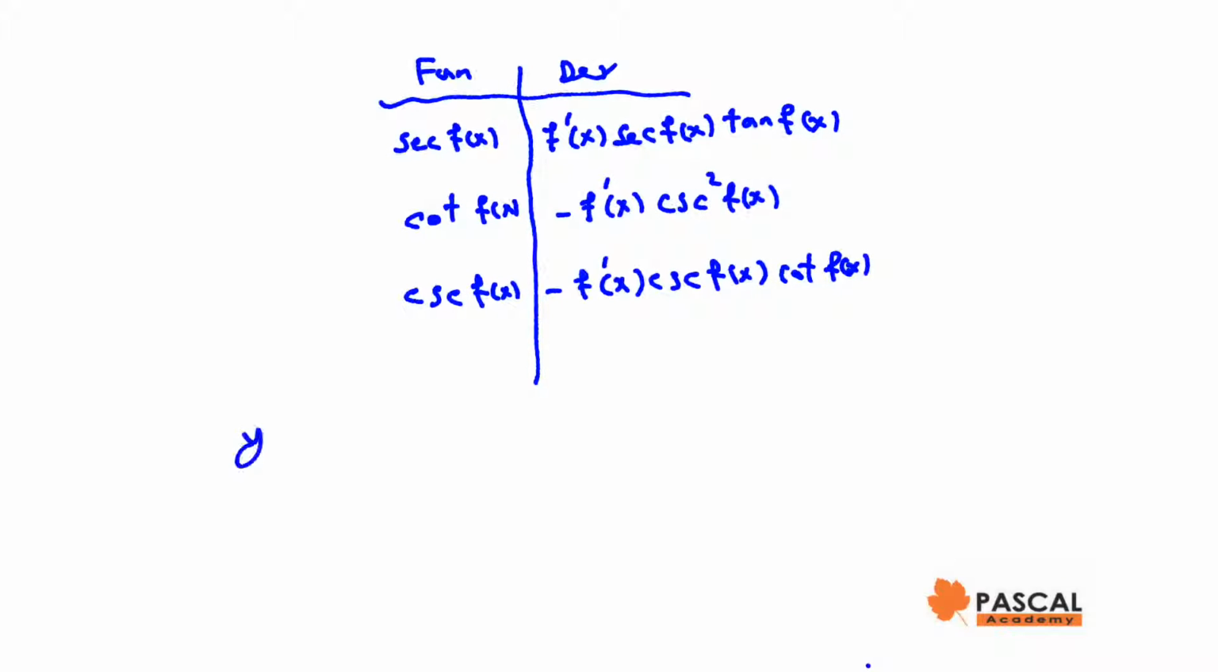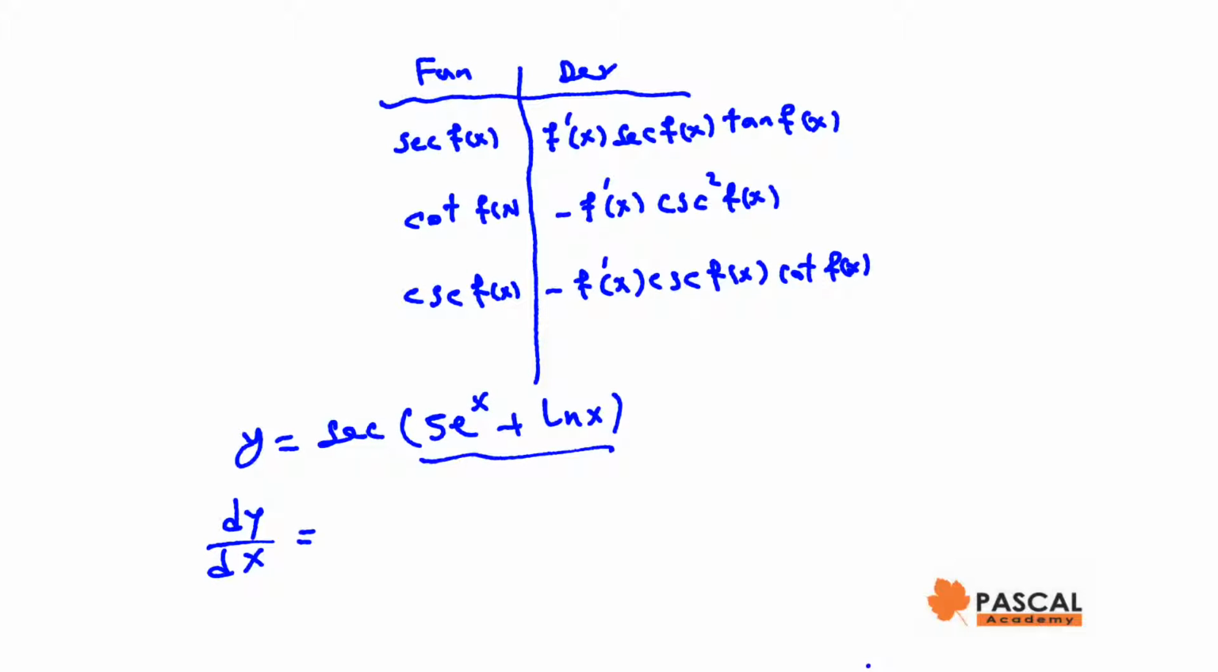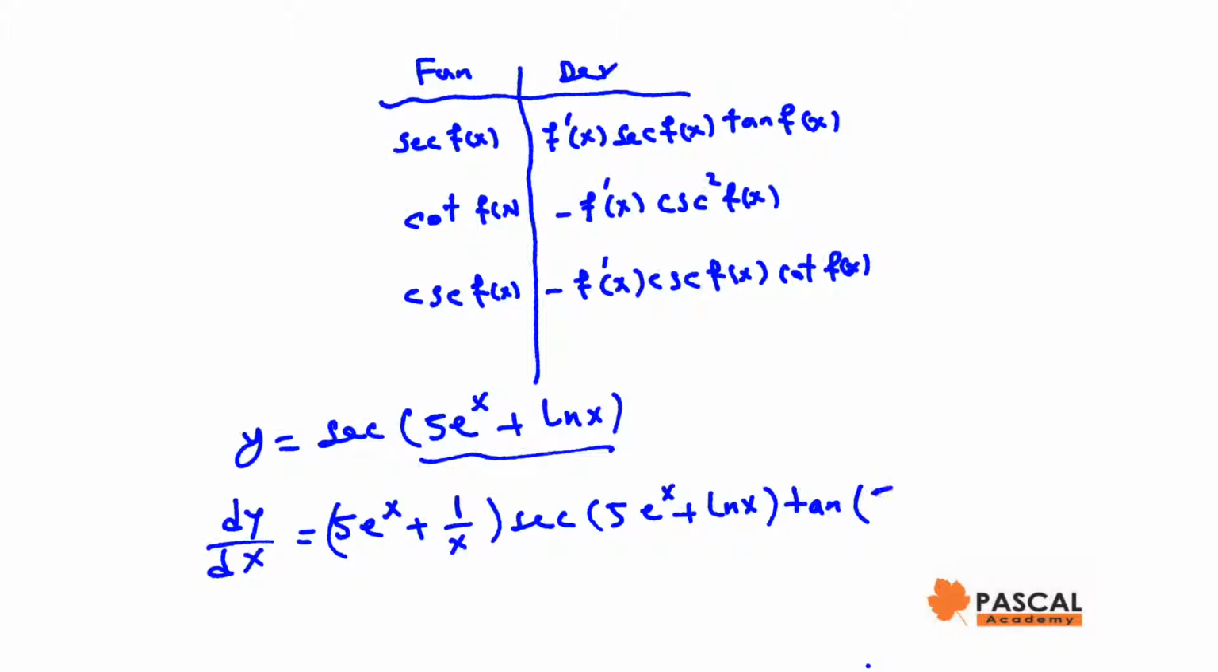So, derivative of secant of 5e to the x plus ln of x would be f prime of x. Derivative of 5e to the x is 5e to the x. Derivative of ln of x is 1 over x. Secant of f of x, tangent of f of x.